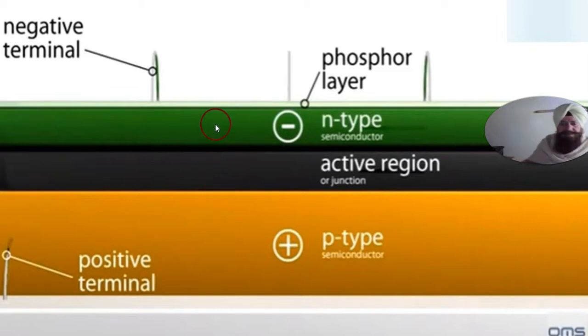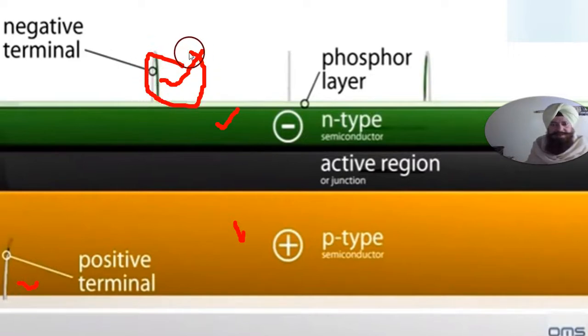Here, this is an N-type semiconductor, this is a P-type semiconductor, and in between there is an active region, and there are two leads, one here and one here. This is the negative terminal; the negative voltage will be applied here. This is the positive terminal; the positive voltage will be applied here. And there is a phosphor layer above the N-type semiconductor.